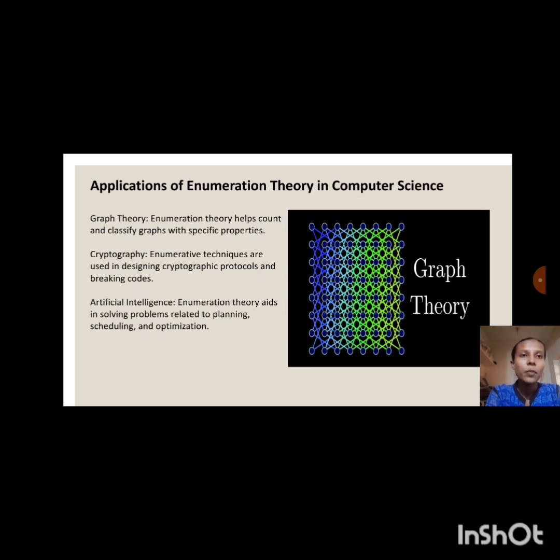Application of enumeration theory in computer science. Graph theory. Enumeration theory helps count and classify graphs with specific properties. Cryptography. Enumerative techniques are used in designing cryptographic protocols and breaking codes. Artificial intelligence. Enumeration theory aids in solving problems related to planning, scheduling, and optimization.